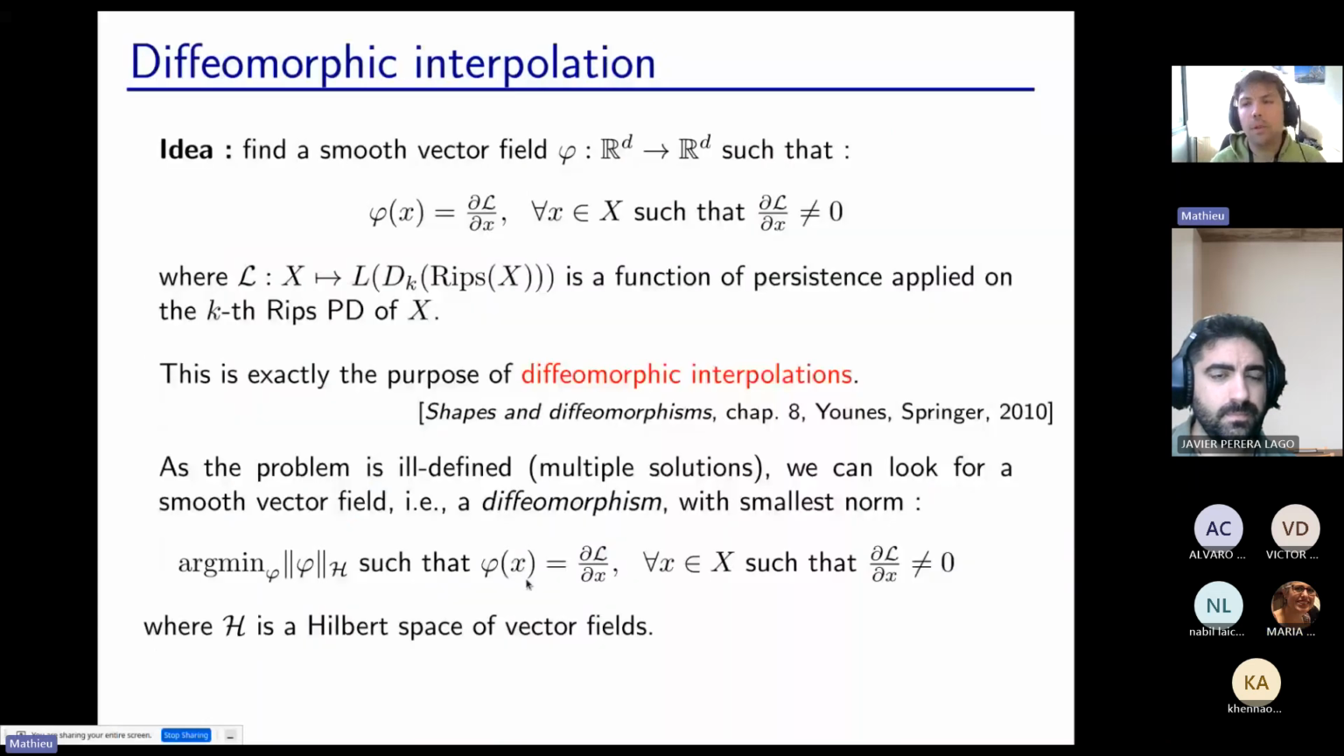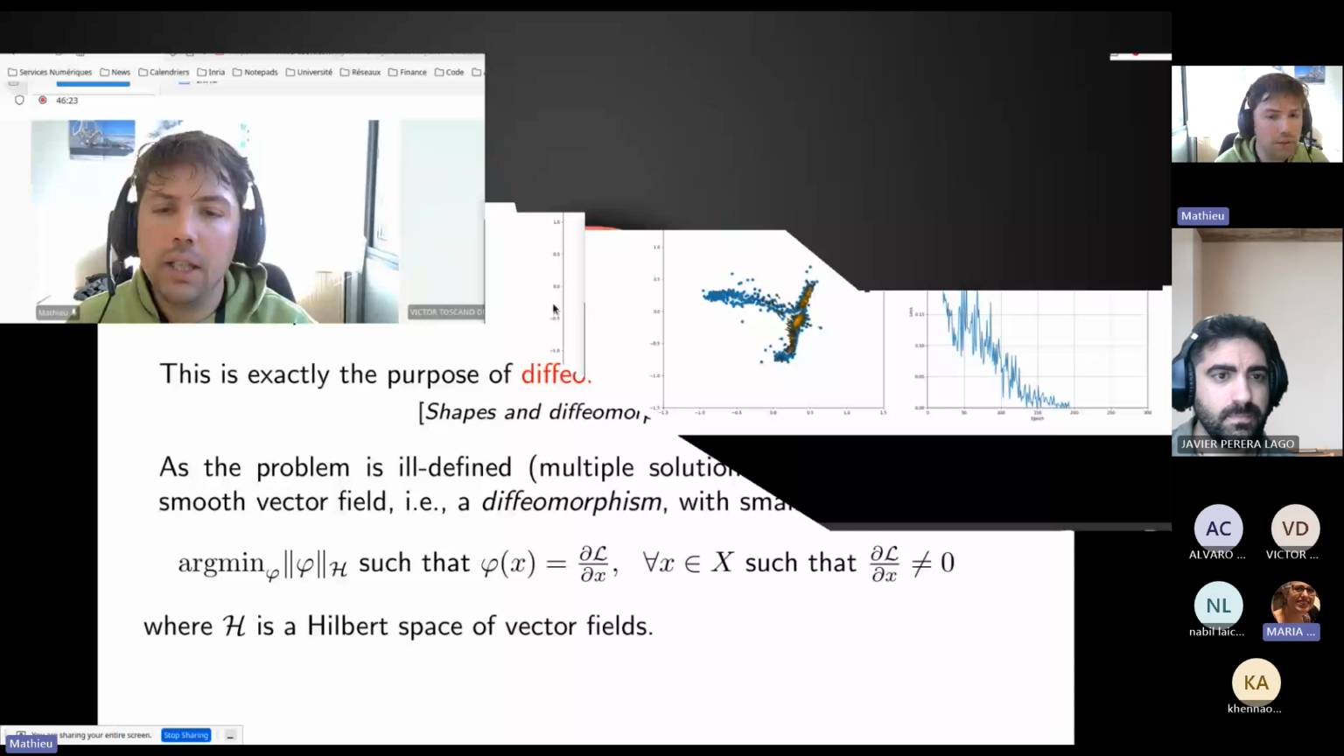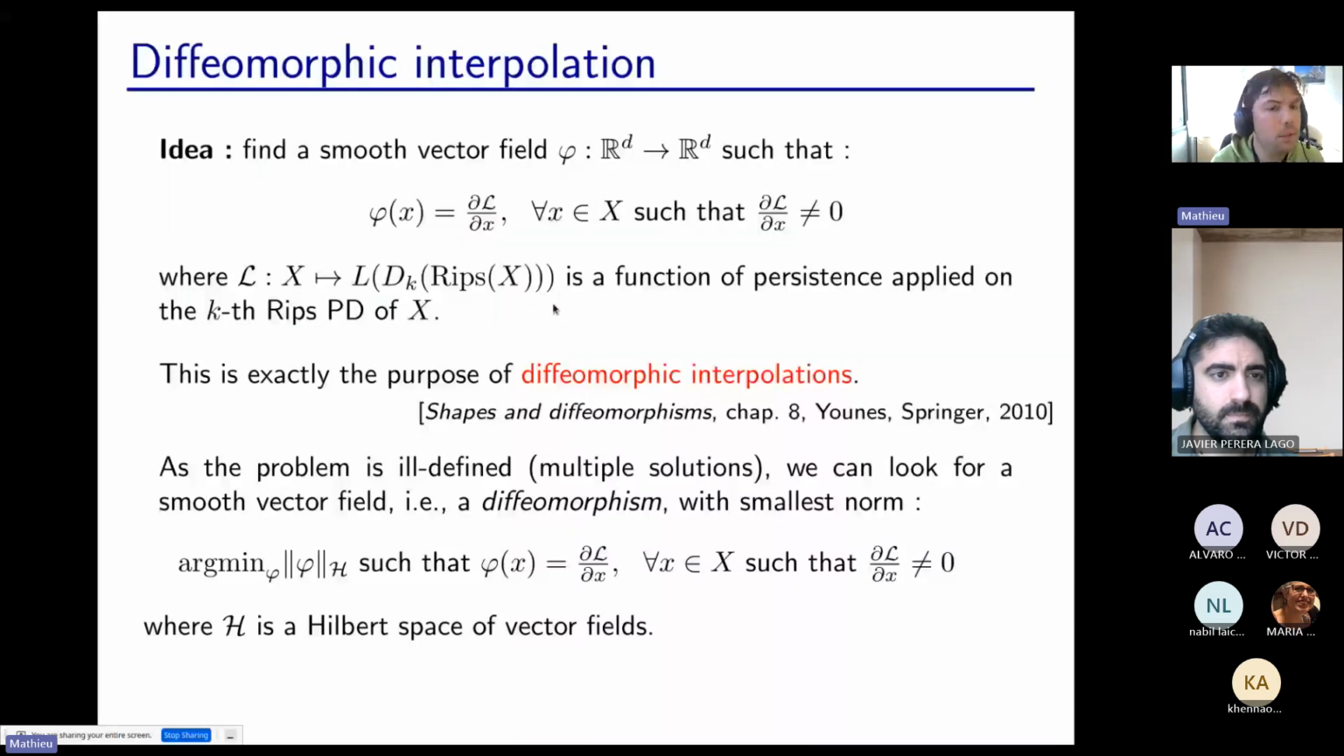But then we need to figure out what a smooth vector field means if my data is not a point cloud. So the way I presented it is really associated to Rips filtrations like this one. And even though we could extend it, it's a bit less natural or less intuitive what a diffeomorphism would represent.